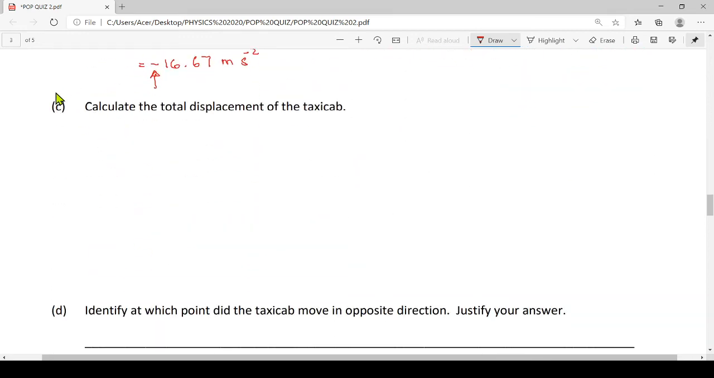Okay, so the total displacement equals 75 just now, right? So 75 plus 150 and then plus 80 and then plus 75. So the total is 380 meter. So that is the total displacement.